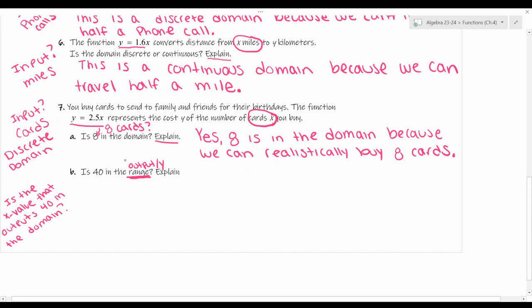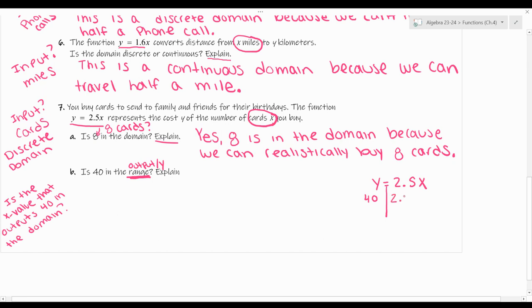So in order to decide is 40 in the range, we have to decide, is the x value, the input, actually part of our domain? And remember, it's discrete, which means it can only be a whole number. How do you figure it out? Well, we use the equation. So off to the side, I want you to write y equals 2.5x, because that's the equation. The output, or y value, is related to the range, which means the range in this question, or the y value in this question, is 40. So instead of writing y, I'm going to plug in what I think the y value is, which is 40.